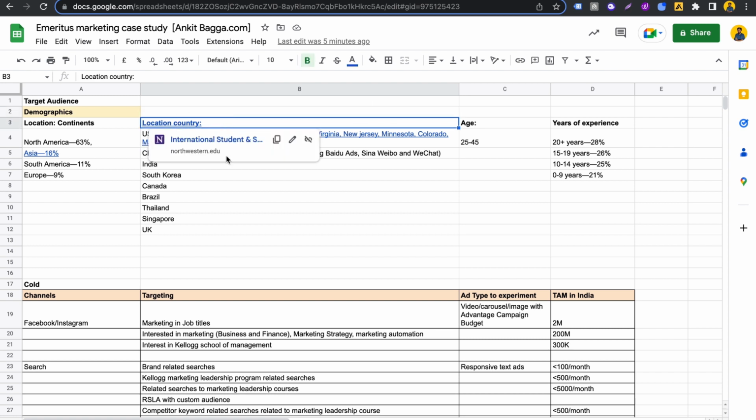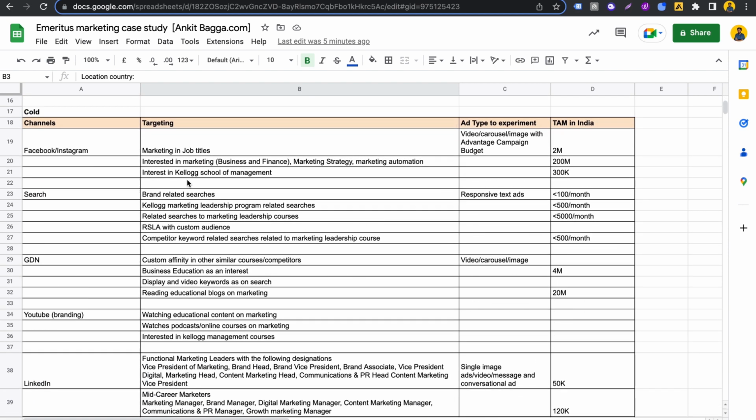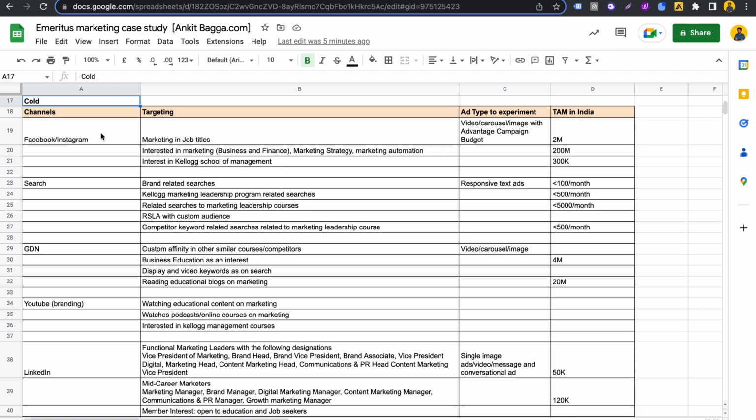So here you could basically use the same statistics and target these countries. What's interesting here is how the cold targeting will work across different platforms. In Facebook and Instagram, I've also written the TAM of audiences that I could find.